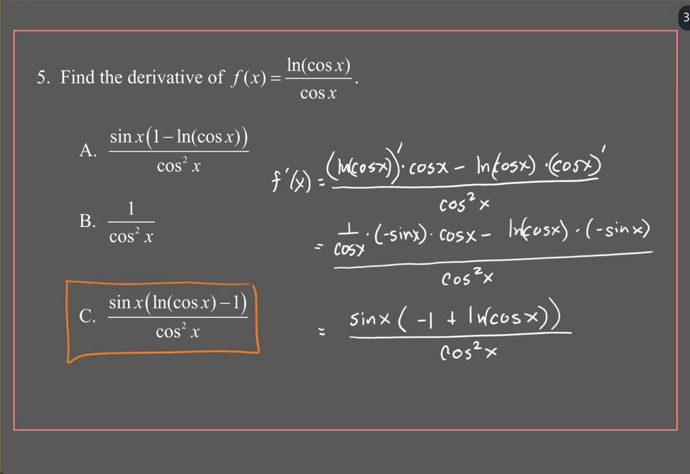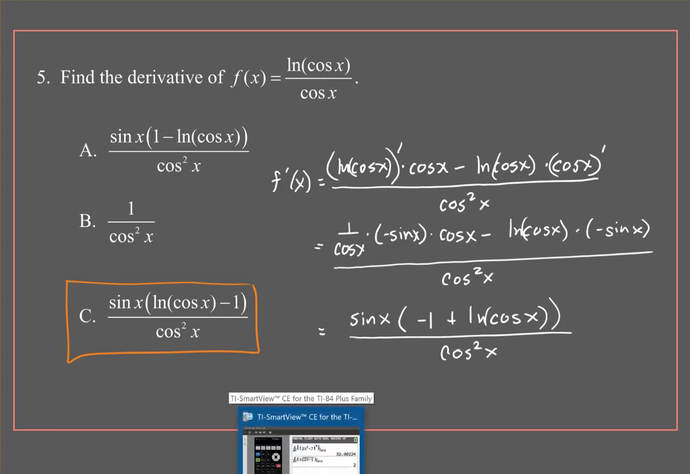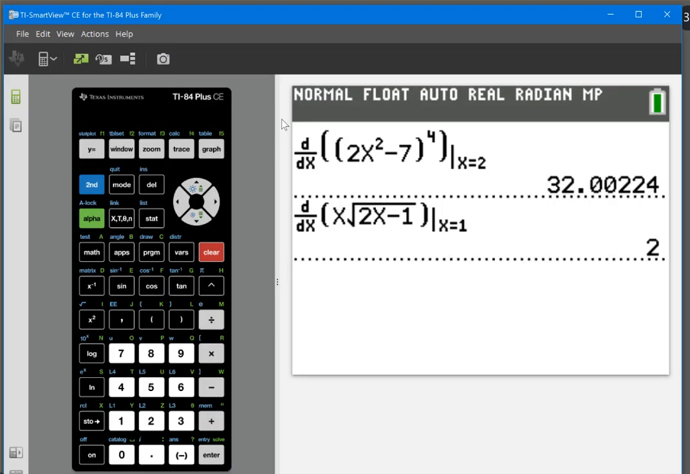Now here's a little tip for you if you have some time on the exam and you're going back and looking at your answers. If you're unsure of this answer, then check it with your calculator. So what I'm going to do is let my calculator find the value of the derivative at a point, and then I'm going to check it against my derivative. So what do I mean by that?